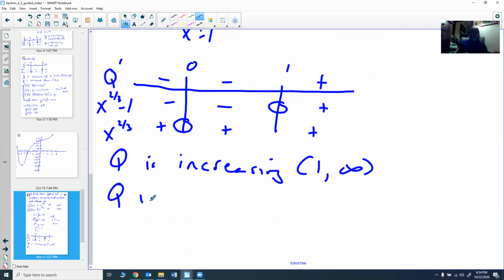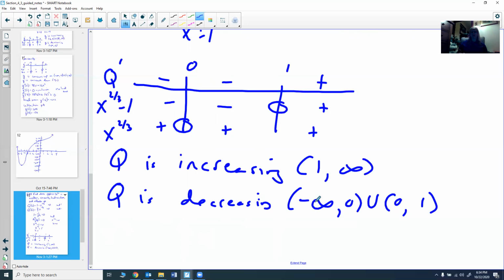Q is decreasing. This is the one that's got the change here. Whenever the derivative is negative. So that's going to be from negative infinity to 0. And also from 0 to 1. I don't include the 0 because I don't know exactly what's happening at 0. So I try to not include that one. Okay. So now let's go ahead and find what we can do.